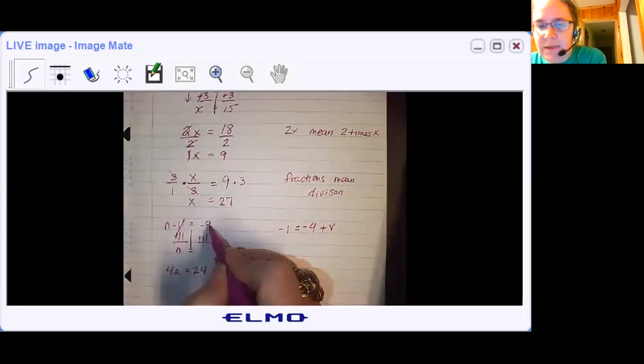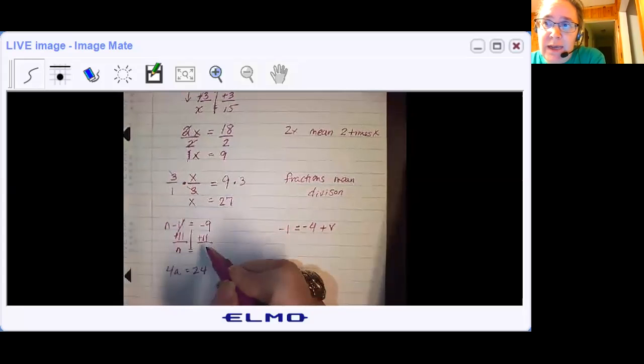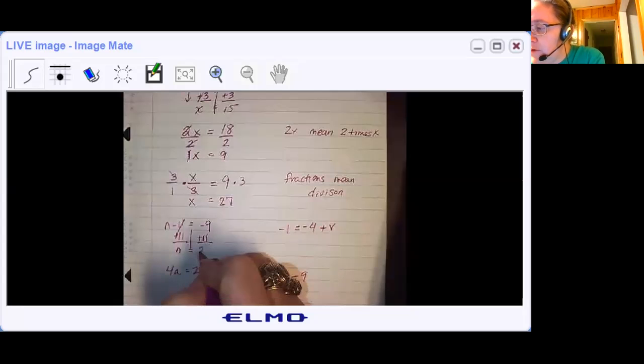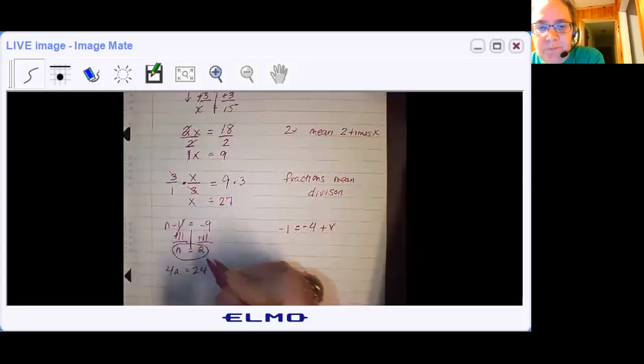Negative 9 plus 11. That's like owing your brother $9 and having $11 in your wallet. If you pay off your brother, do you have money left? Yeah, well, yeah, you have $2. So negative 9 plus 11 is 2. And here's my answer. N equals 2.